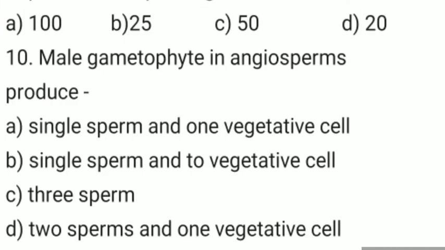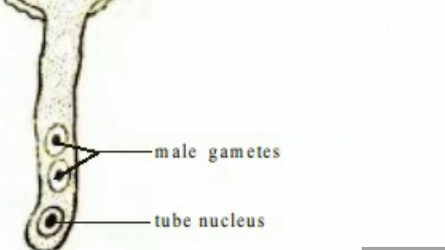Male gametophyte in angiosperm produces: Option A, single sperm and a vegetative cell. Option B, single sperm and 2 vegetative cells. Option C, 3 sperm. Option D, 2 sperm and a vegetative cell. Here the answer is option D, male gametophyte in angiosperm has 3 cells containing 2 male gametes, it means sperm, and 1 vegetative cell. You look at the diagram and clear this question.